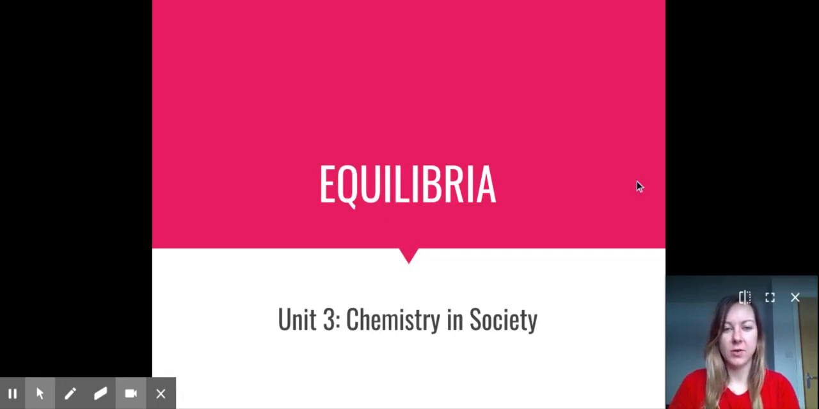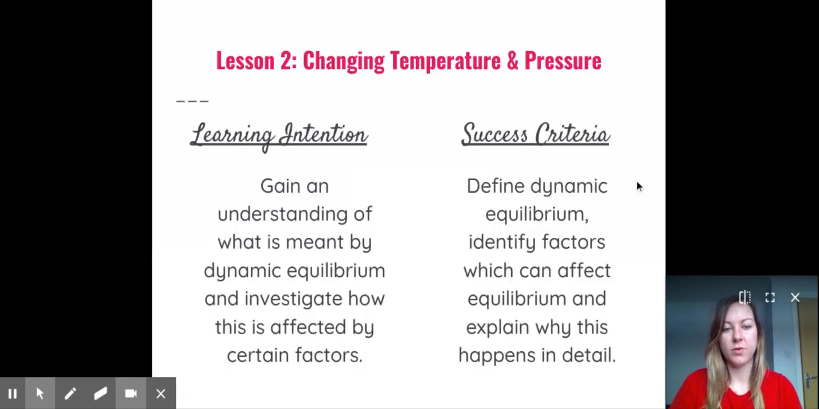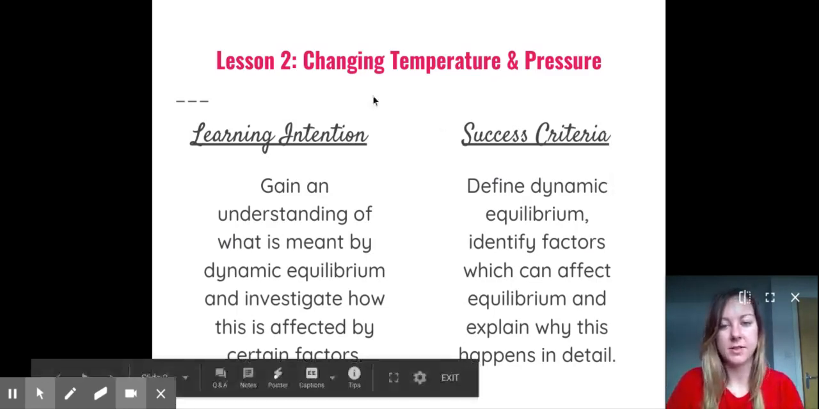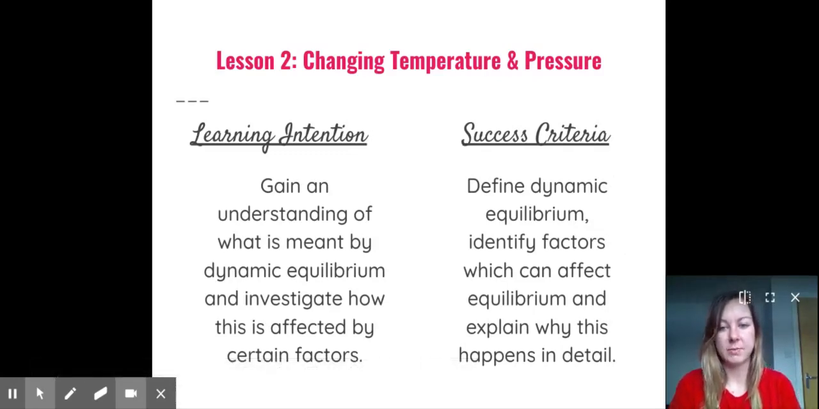Hello, in today's lesson we are going to continue looking at Equilibria. We are going to have a look at lesson 2 today, which is changing temperature and pressure. So our learning intention is exactly the same as last lesson. We've already gained an understanding, hopefully, of what is meant by dynamic equilibrium, but we're going to investigate the other two factors which can affect the position of equilibrium and hopefully be able to explain these in detail.